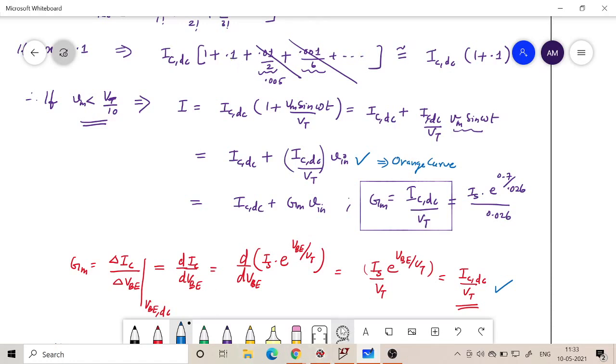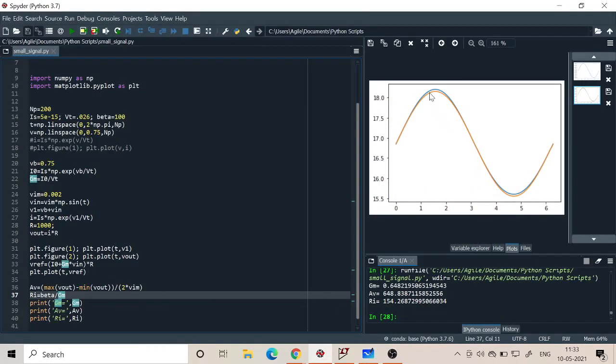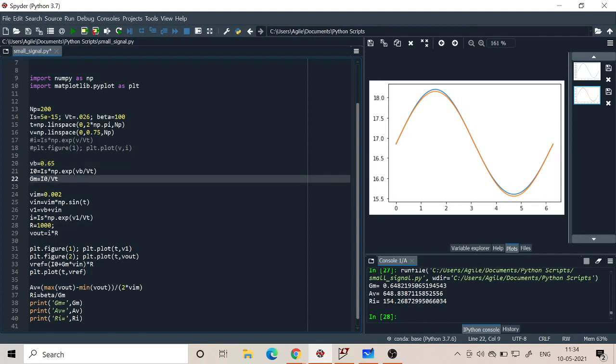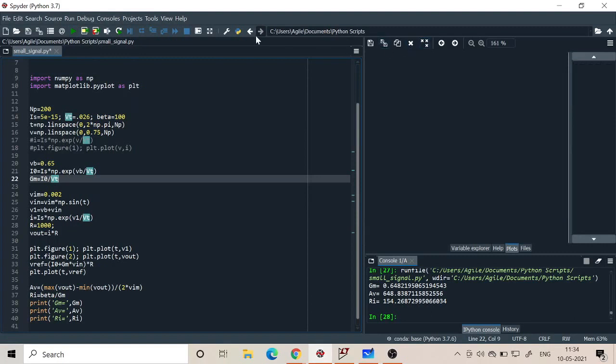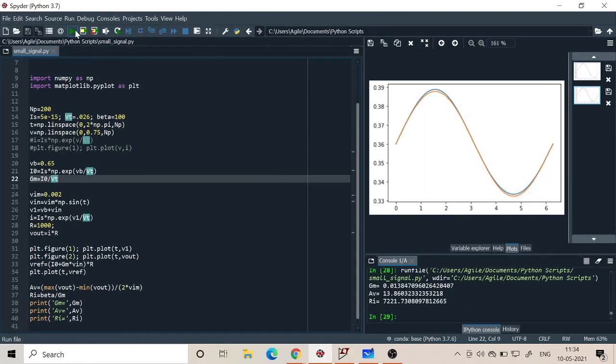You can see that there is a slight difference, but they are almost the same. The difference is very negligible, but I want to show that this difference will become very prominent. Before that, let me show you another thing. If I change the DC voltage to say 0.65, my operating point is now changing, and I am rerunning it. The approximation looks the same, but the output voltage is varying only from 0.33 to 0.39.